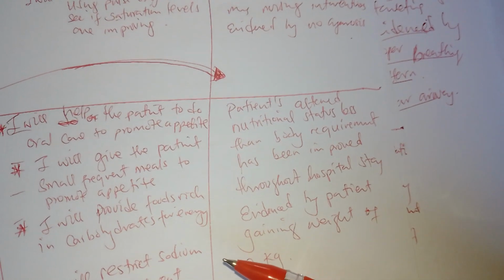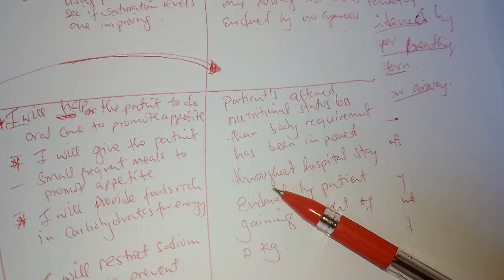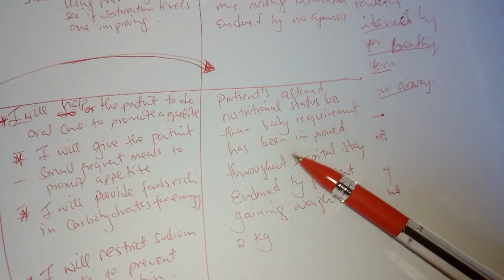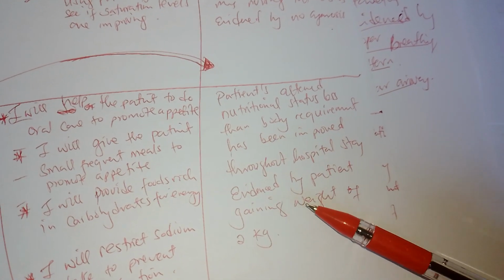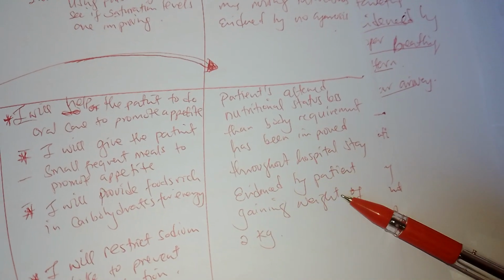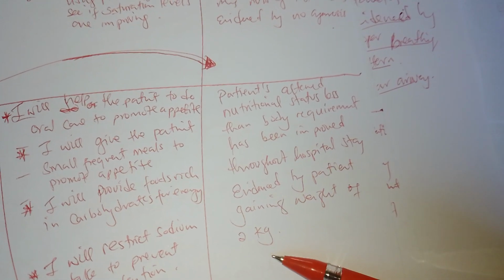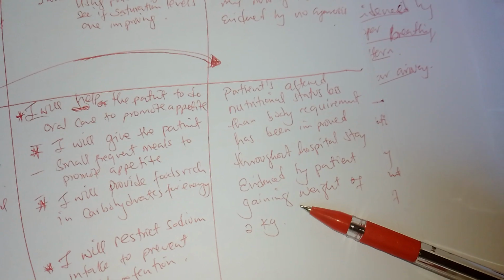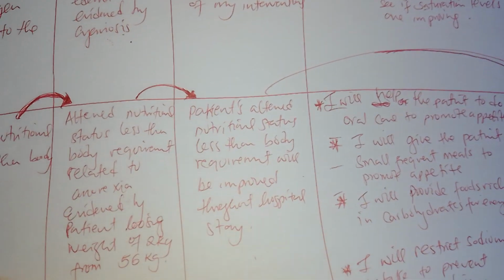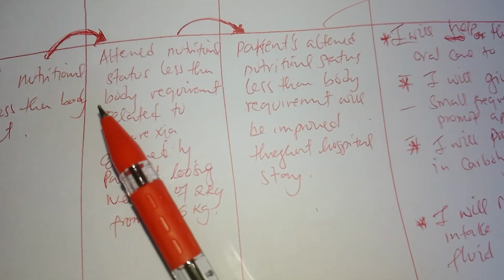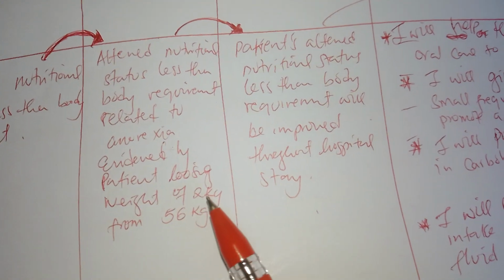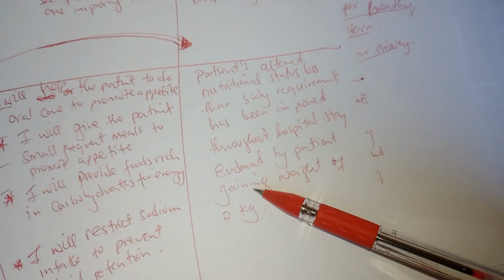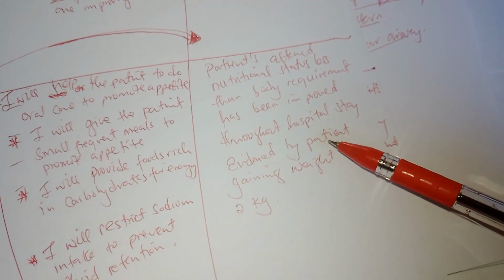Then our evaluation: patient's altered nutritional status, less than body requirement, has been improved throughout hospital stay, evidenced by patient gaining weight of 2 kg. Now here, remember, it's just the opposite of what you wrote on your nursing diagnosis. There the patient was losing weight. Here the evidence would be the patient is gaining weight.